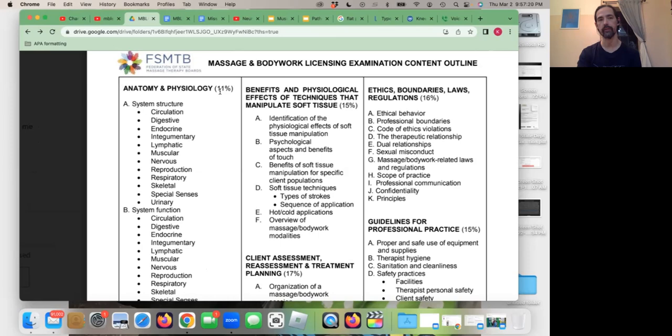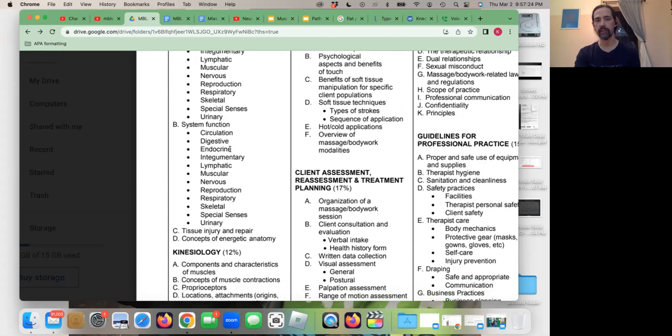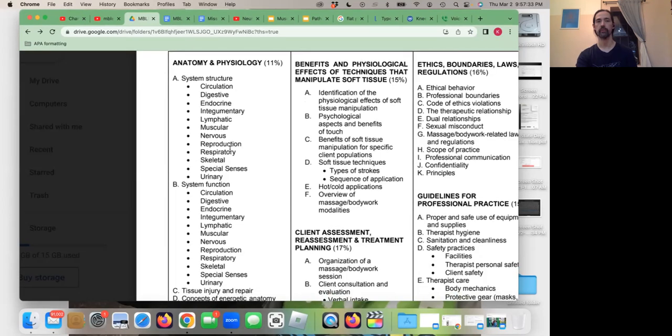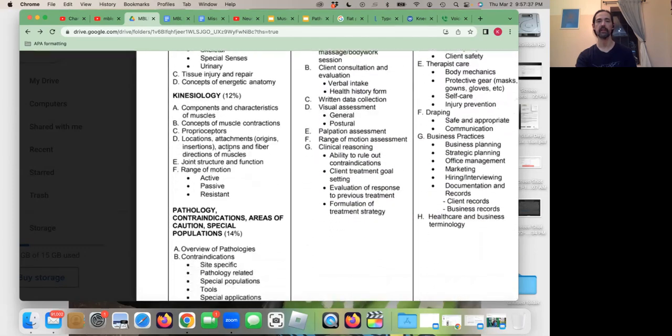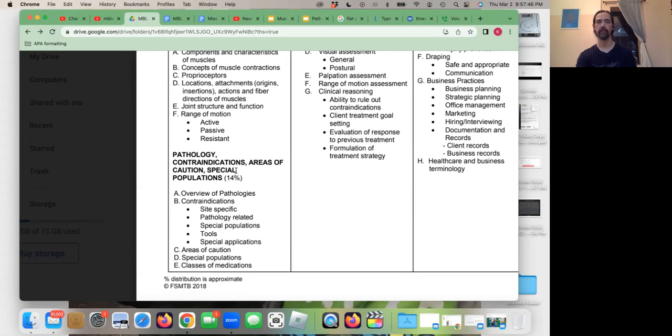Okay, we have anatomy and physiology. That's what we're doing right now with the nervous system, the structure of nerves, which hormones are which. That's anatomy and physiology. Kinesiology, that's what we started our sessions with, like the movement of joints, the eccentric, concentric, the planes of movement. Pathology we haven't covered yet, but we're going to cover that. So that's pathology, contraindications, areas of caution, special populations.